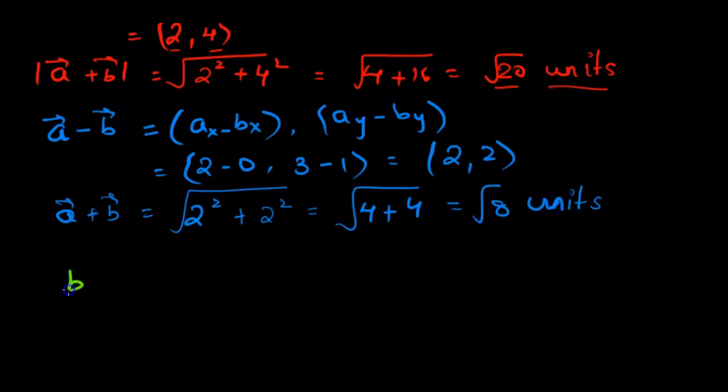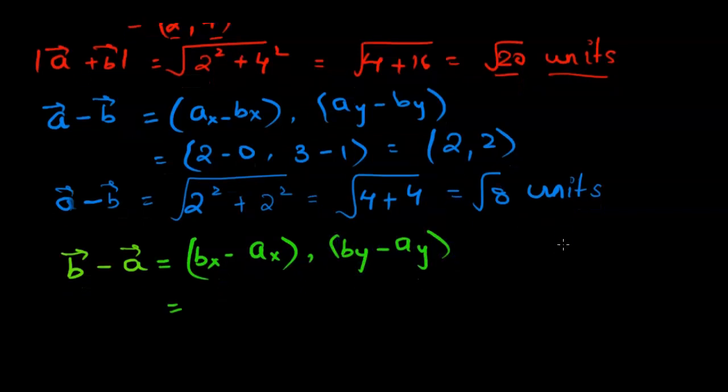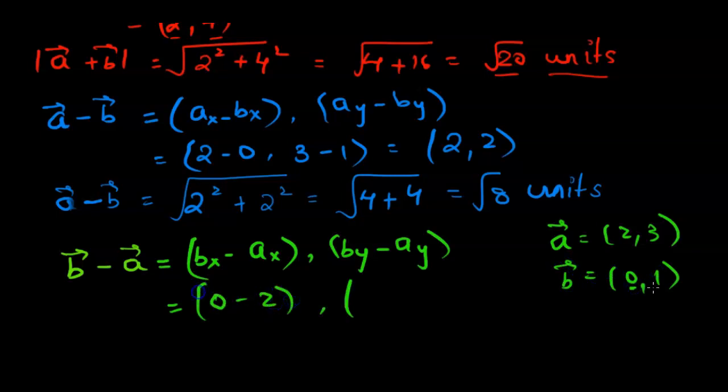If we are asked to find B minus A, then we take bx minus ax, and by minus ay. We were given vector A as (2, 3) and vector B as (0, 1). So we take 0 first: 0 minus 2, and then 1 minus 3, and we get (-2, -2). And that's what we get for the vector B minus A.